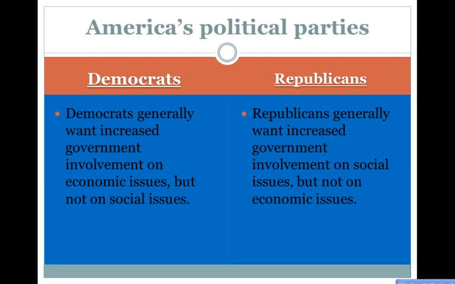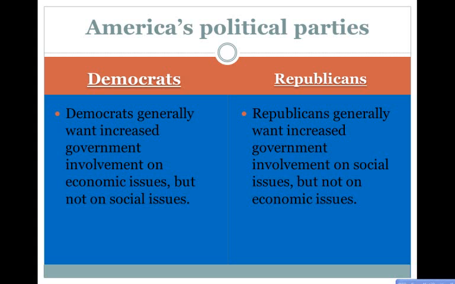A question that I get asked frequently by students, so I thought I'd put it in a slide for us to discuss, is what's the difference between a Democrat and a Republican? It's hard to say because there are lots of Democrats who believe very different things and lots of Republicans who believe very different things. So it's hard to pick one issue and say this is what all Democrats believe and what all Republicans believe. But generally speaking, in 2013, a Democrat is someone who wants increased government involvement on economic issues, but less government involvement on social issues.